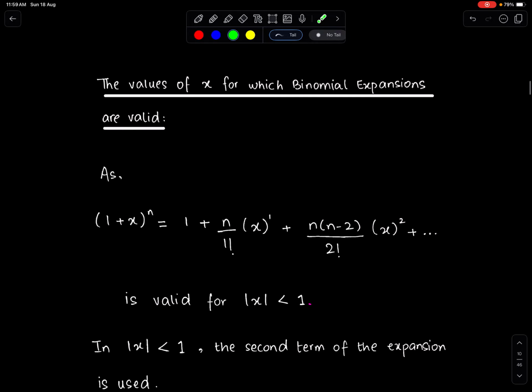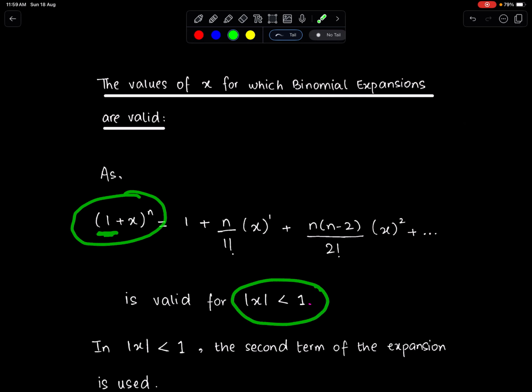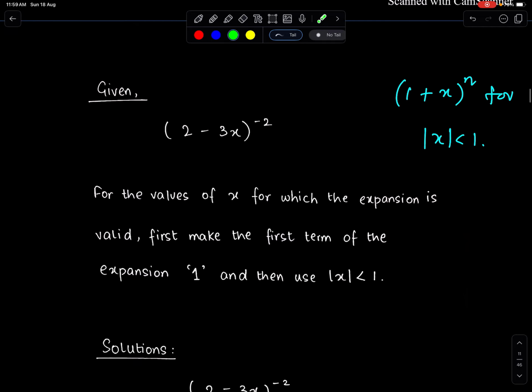Well, binomial expansion, where the first term of the expansion is 1, is valid for these values of x, modulus x less than 1. In modulus x less than 1, the second term of the expansion is used. Let's understand this concept with the help of this example. For the values of x for which this expansion is valid, first make the first term of the expansion 1 and then use modulus x less than 1.